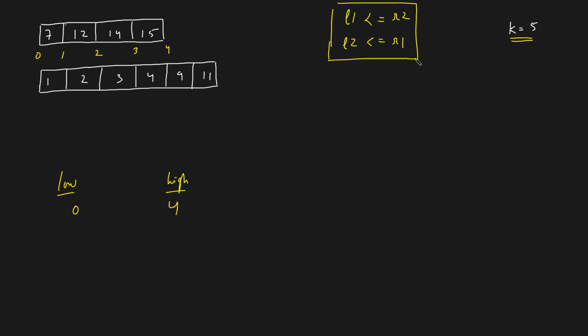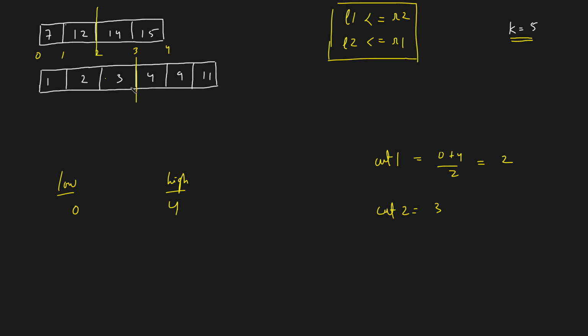Now let's start. So what is the middle? Assume the middle is called cut 1. That's 0 plus 4 by 2, which makes it 2. So what I'm saying is, why don't I try picking a couple of elements from the left half? And I need a total of 5 elements. So I'll be like, okay, why don't I pick the rest 3 elements from the second array? So the rest 3 elements are picked from the second array.